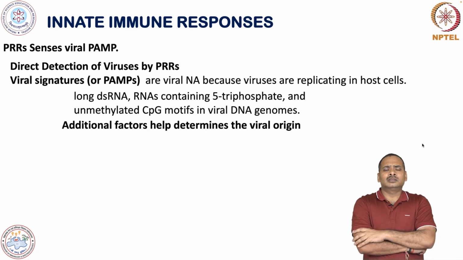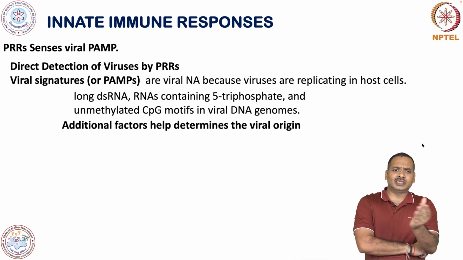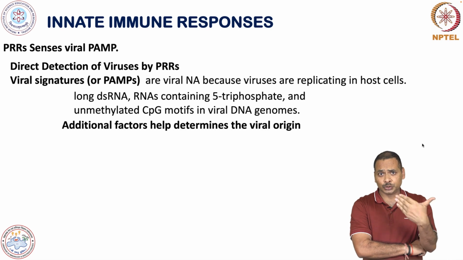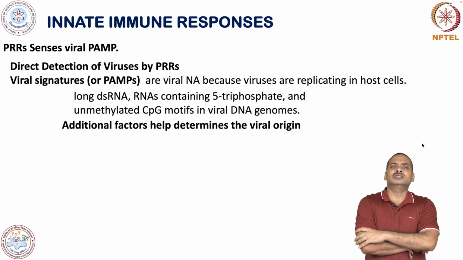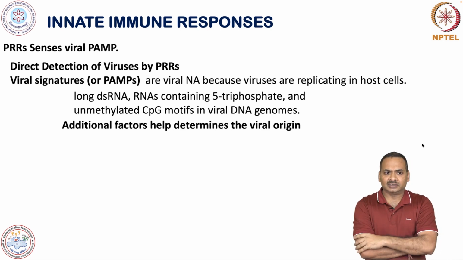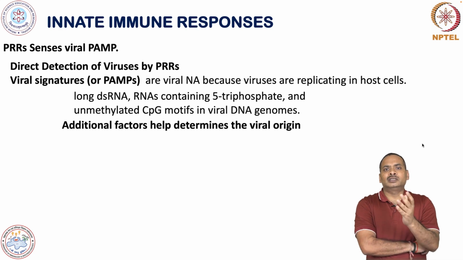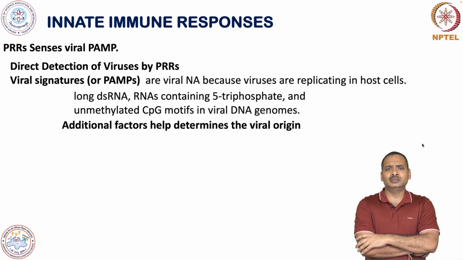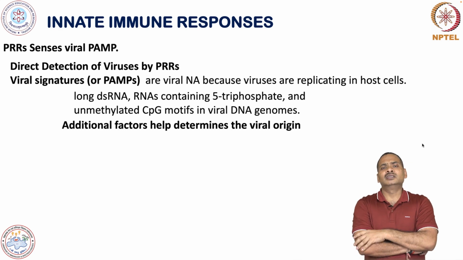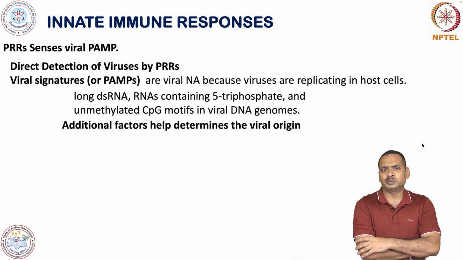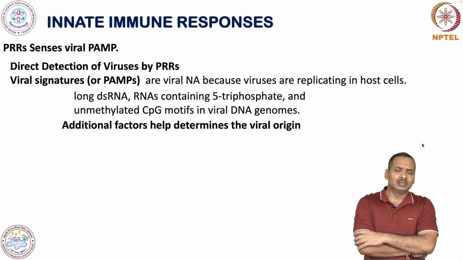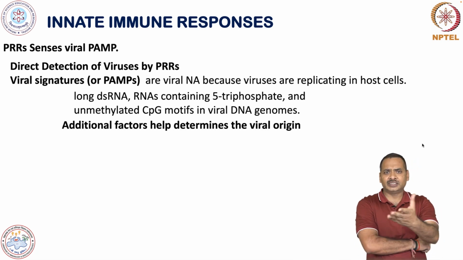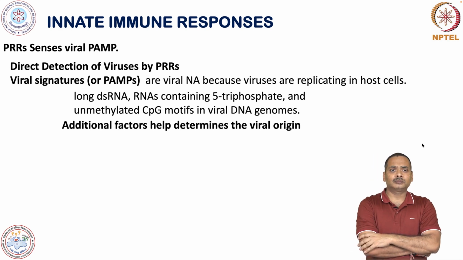In addition, these are the signatures: long double stranded RNA, which is not usually present in healthy living cells. The triphosphate containing RNA is also not present. The hypomethylated DNA is also not present. So these are the unusual distinguishing features, and that's why we call them PAMPs.